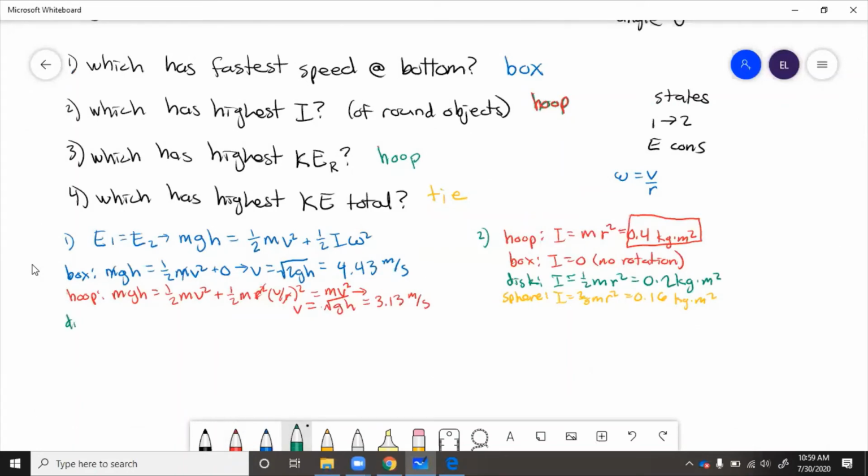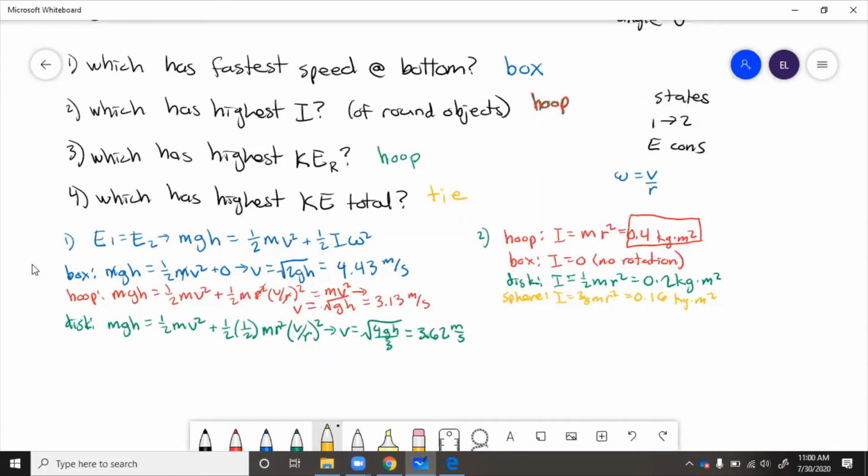Then the disk, we've got mgh equals 1/2 mv squared plus 1/2, and here the I for the disk is 1/2 mr squared. So 1/2 times 1/2 mr squared times v over r squared. So this is v equals square root of 4gh over 3, which equals 3.62 meters per second. So more than the hoop, but still less than the box.